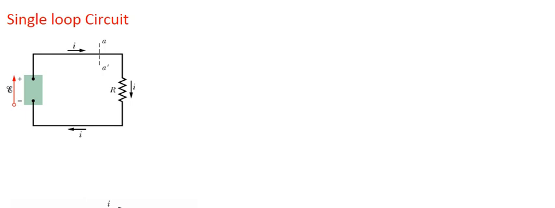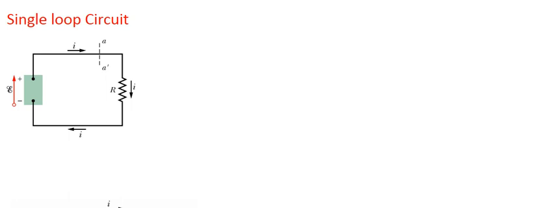This is the simplest single loop circuit. It consists of a battery with an EMF E connected to a resistor with a resistance R. And the question is, what is the current circulating in the circuit?